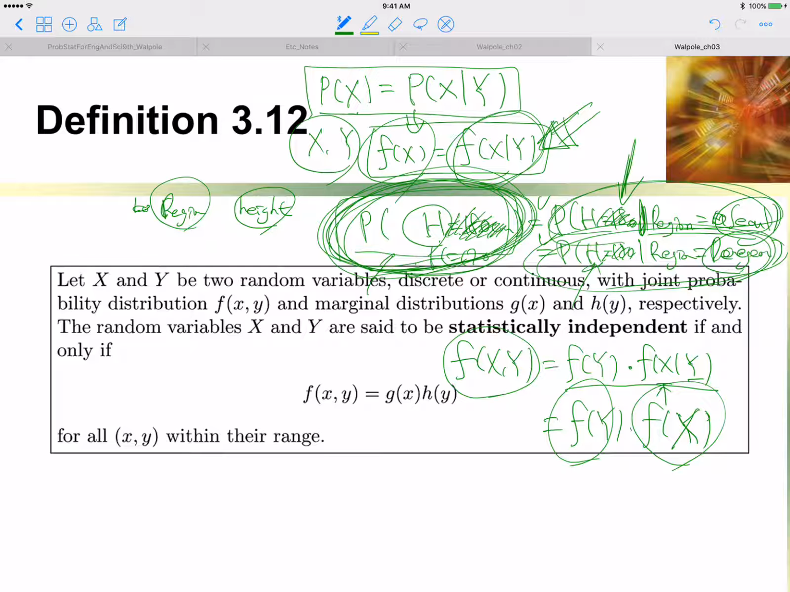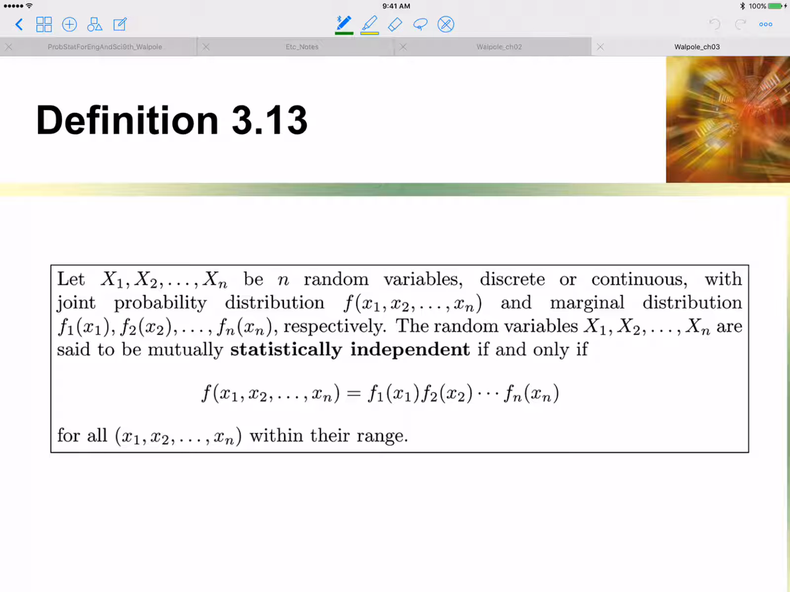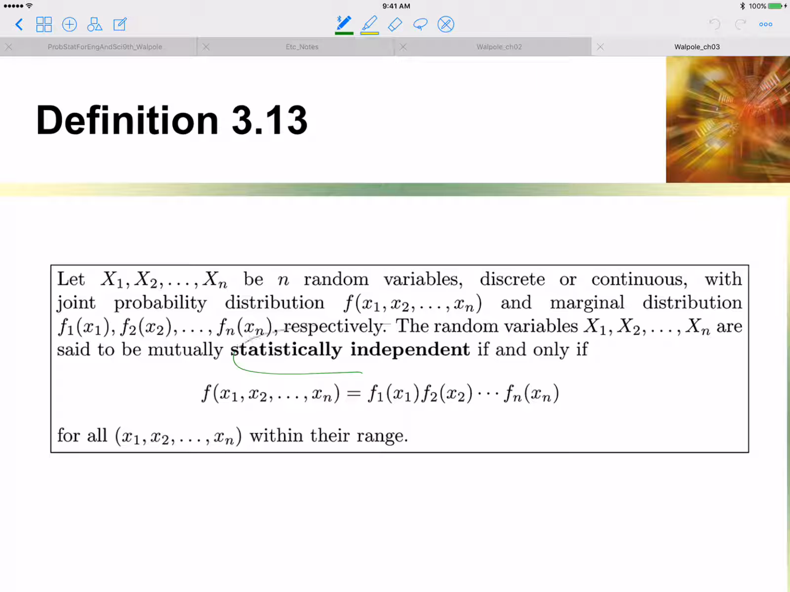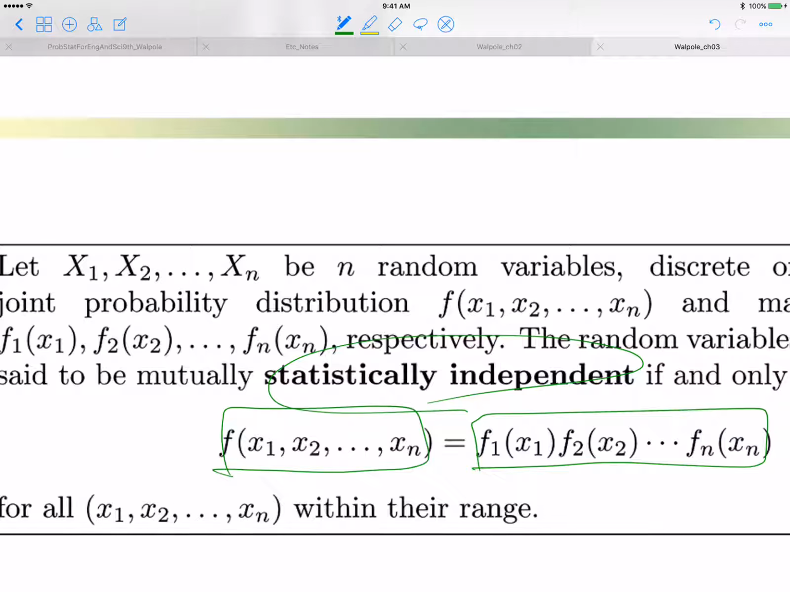Okay, and then back to this equation. The meaning of this is this one, so it boils down to this equation. Okay. If we have more than 2 variables, the same statistical independence is extended in the exact same manner. So this is represented as this.